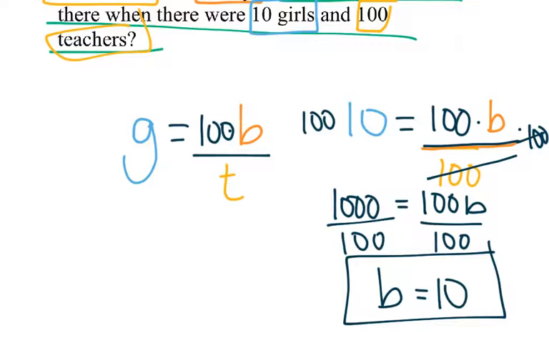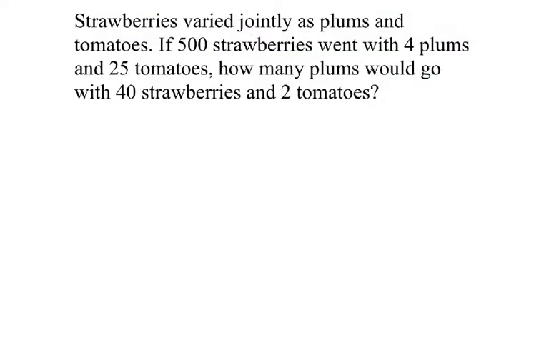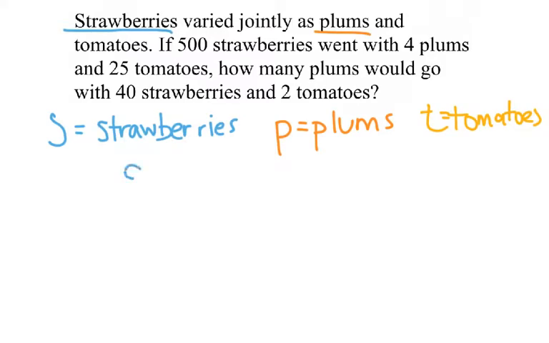Alright, let's look at some more problems. Strawberries vary jointly as plums and tomatoes. I want you to pause the video and see if you can write the equation. Try that in 1, 2, 3. Because we start with strawberries, it's going to be strawberries equals K, and because it says jointly, that means multiplication. So multiplying by plums, multiplying by tomatoes.